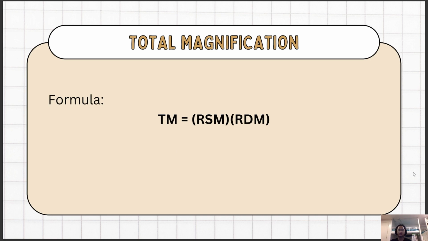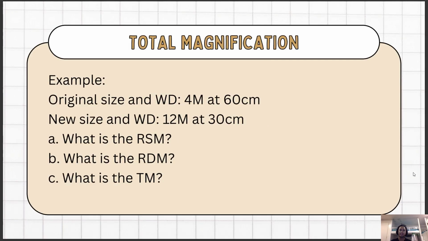Okay, then we have the total magnification. It is not a type, but only a way to know the if kanang doble-doble na ang mga given. So muna siya ang total magnification. TM is equal to relative size magnification times relative distance magnification.